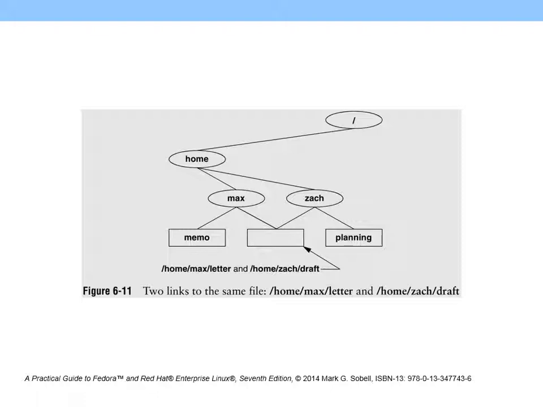Under root, home, Max and Zach have a shared file. Both link to this one file. Okay? So you could have home, Max, we'll call it letter, and then Zach, draft. They could be two different directories underneath two different things pointing to the same file. The main file could be located underneath Max's directory of letter, but Zach under draft has a shortcut. That's a symbolic link.